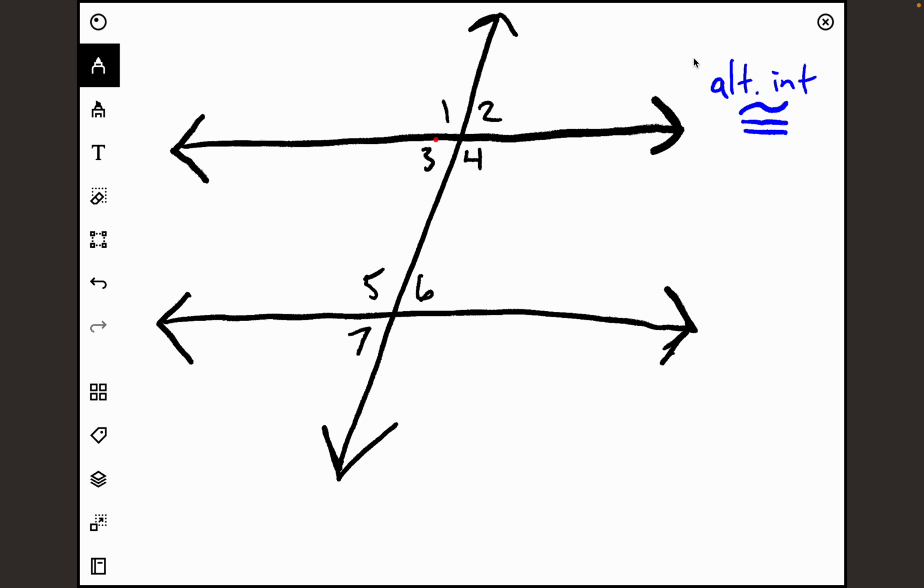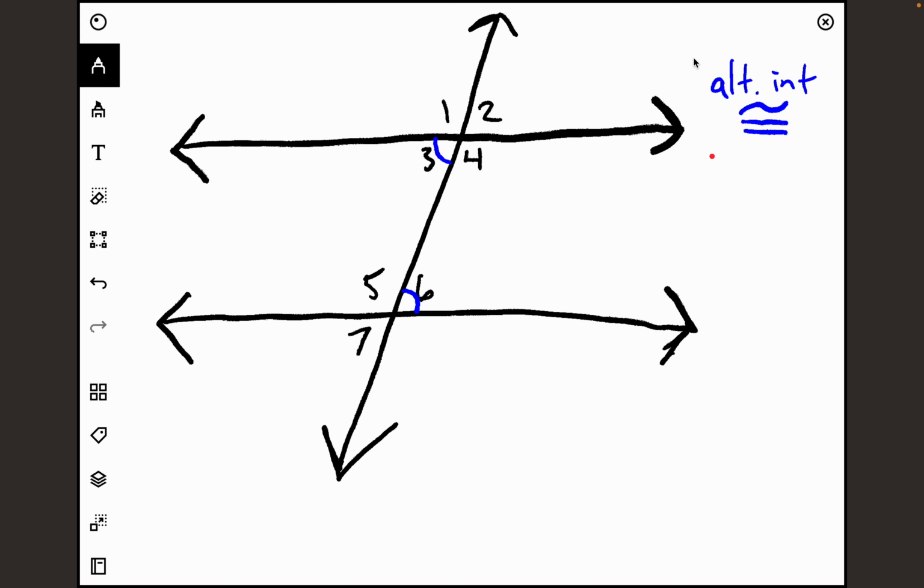All right? Whenever we have our angle 3 right here, angle 3 and angle 6 are going to be alternate interior angles. So if I said angle 3 was 40 degrees, what do we think angle 6 is going to be? Just say it out loud. Yeah, it's going to be the same thing because it's congruent. So 3 and 6 are alternate interior angles.